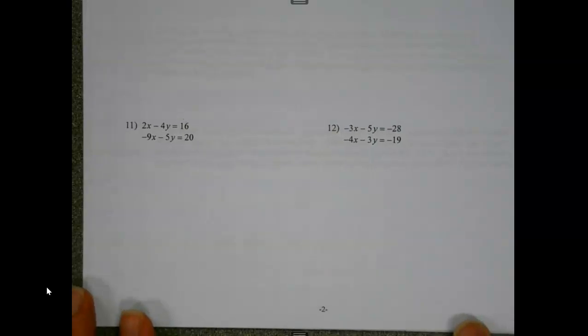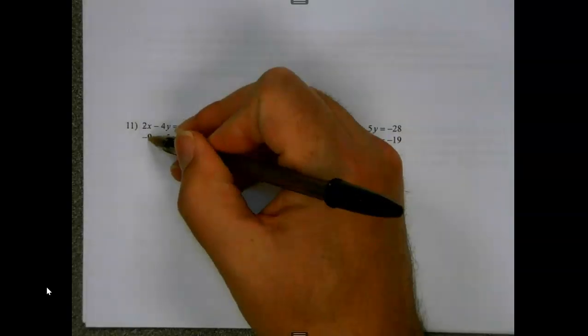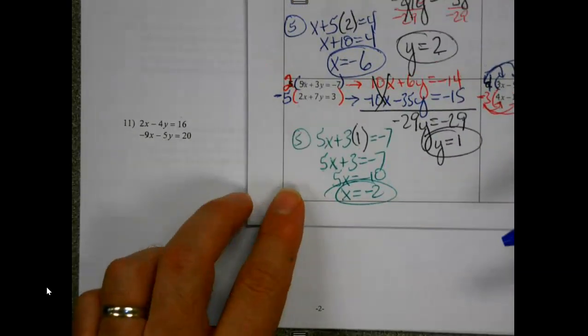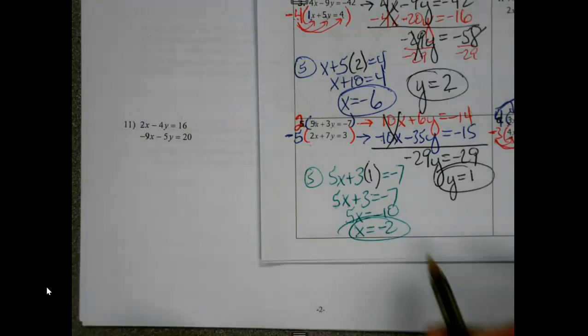Let me throw one more your way. Number 11. Now this is about as bad as it gets. Because I'm like, okay, 2 times what to get me to 9? Well, that didn't work. Okay, that's going to be a decimal. 4 times what to get to 5? That doesn't work. That gets me a decimal. So now I pull my notes back out and I go, okay, let's find one that's similar. This one's kind of similar.